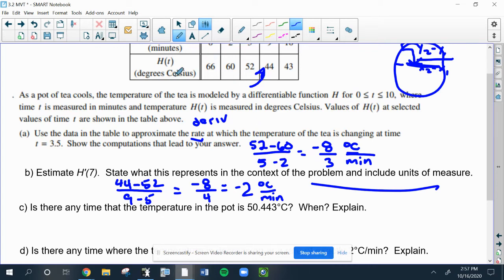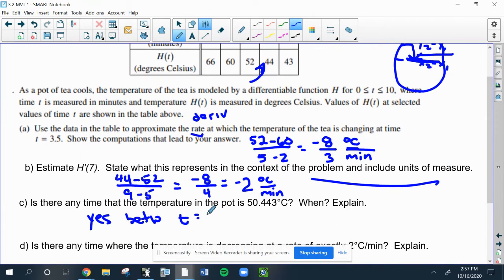So I'm going to answer the question. I'm going to say yes, between t equals 5 and t equals 9. But that's not good enough. You can't just say, well, of course it's going to do that. What if for some reason the temperature goes from 50 to 51 and then jumps right to 50 and never hits this? You would say, well, it can't do that, and you would be right, but we're math people here. We need a way to prove this. And here's the proof.